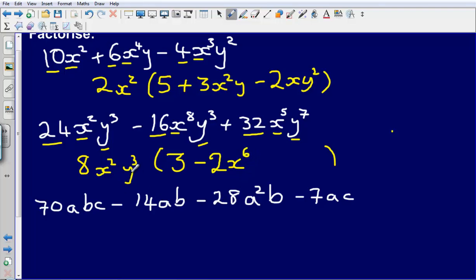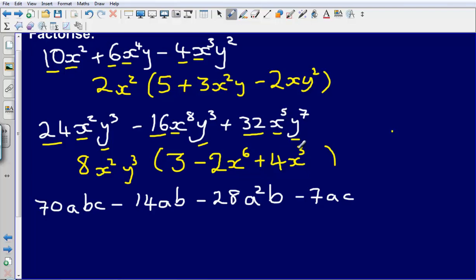Then what do I need to multiply y cubed by to reach y cubed? Well, I've already got y cubed, so that's that next term done. Then lastly, to reach 32x to the power of 5 y to the power of 7, let's start with the numbers again. 8 multiplied by something equals 32. That's 4. Then x squared multiplied by something equals x to the power of 5. So that's going to be x to the power of 3. Remember that x squared multiplied by x cubed is going to give me x to the power of 5.